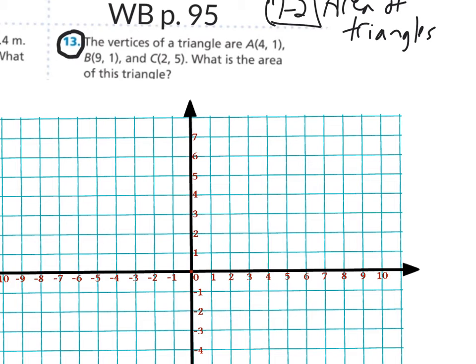So if we graph these, we've got 4, 1. When you graph these, remember the first number is the x, which goes left to right. The second number is the y, which goes up or down like a yo-yo. So 4, 1, we've got 9, 1, and we've got 2, 5. So if you just draw those and then connect the dots.